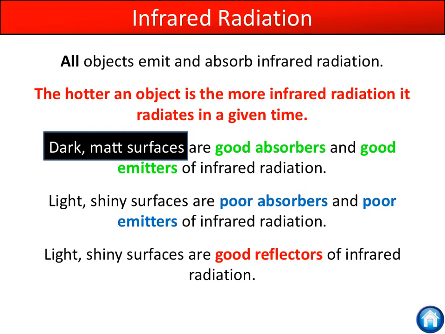Whereas light shiny surfaces are poor absorbers and poor emitters of infrared radiation, but they are good at reflecting infrared radiation. So if you're asked in a question which material you should choose to be a good absorber or a good emitter, you need to choose dark and matte. If you're asked what's a good reflector, you need to choose light and shiny.